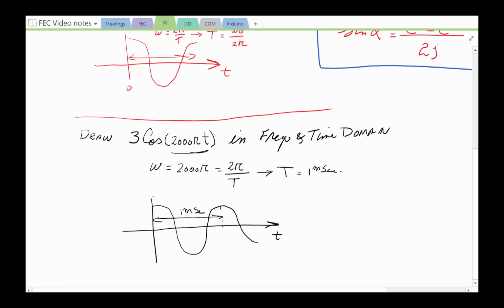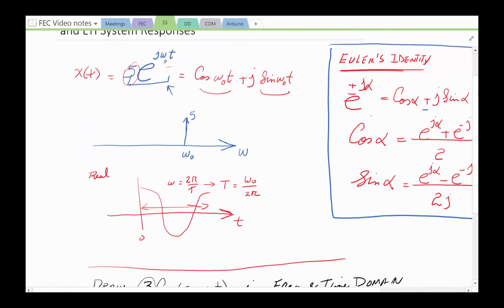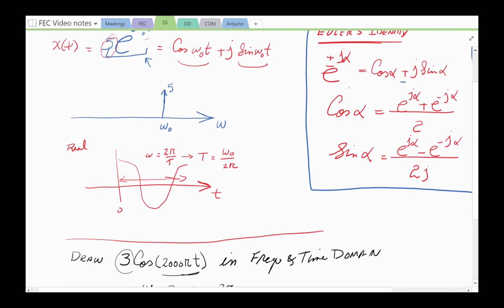What would be the magnitude? The magnitude would be the 3 right here. We are all set. So we got the time domain. Now the question is, what is the frequency domain? That means I have to figure out what the coefficients of these various e to the j omega terms are going to be, because that's what tells me what the frequency is.